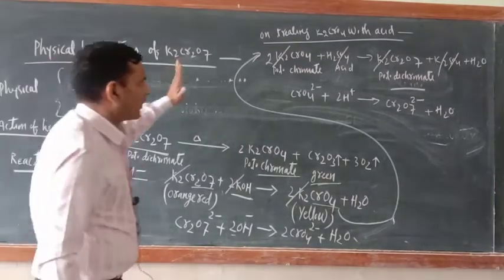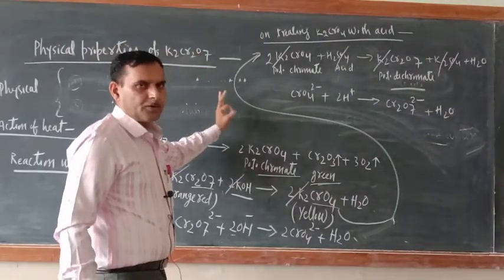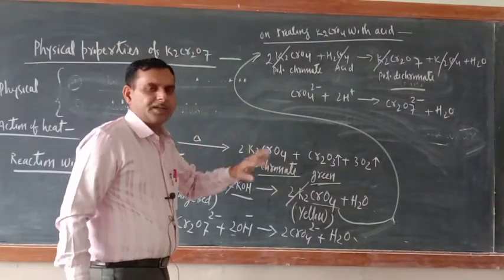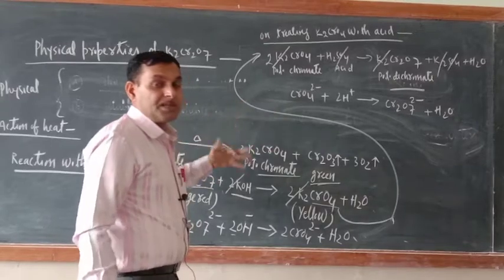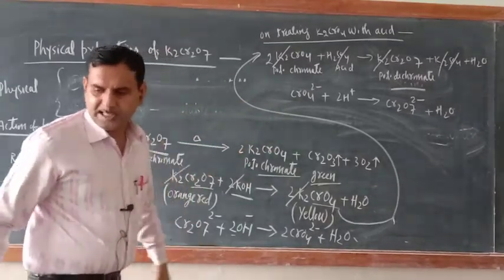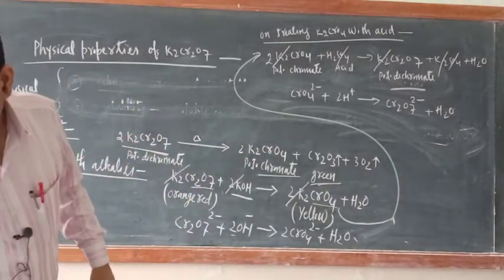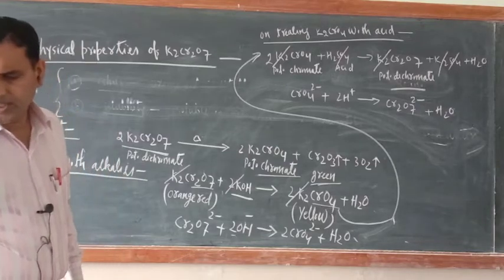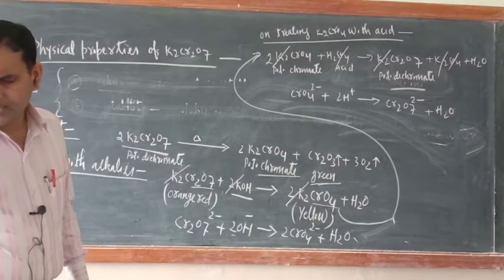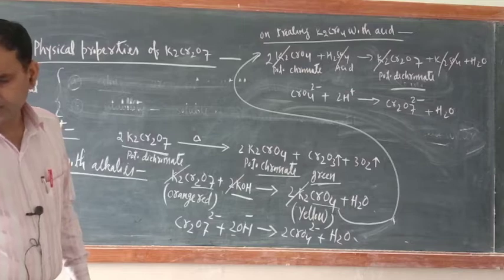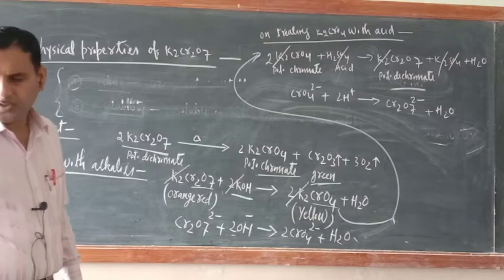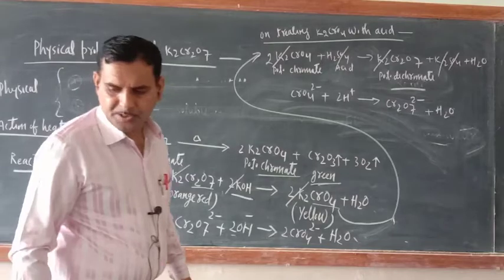Okay. Now what is the issue? Dichromate and chromate ions are found in equilibrium. So that pH should be written. We'll write that equation also, don't worry. Actually they are at equilibrium exactly at pH 4.